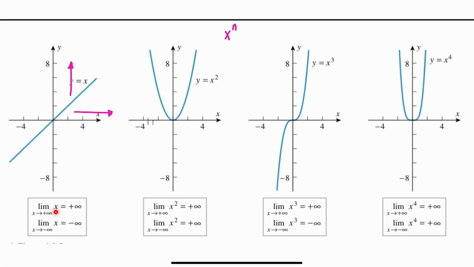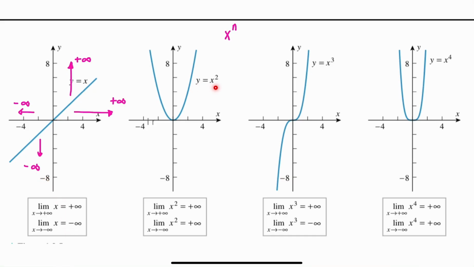Therefore, the limit of x as x approaches positive infinity is also positive infinity. On the other hand, when x decreases without bound, so it now goes to the left, negative infinity, the value of y will also be decreasing. So that's directly proportional. So the limit of x as x approaches negative infinity is also negative infinity.